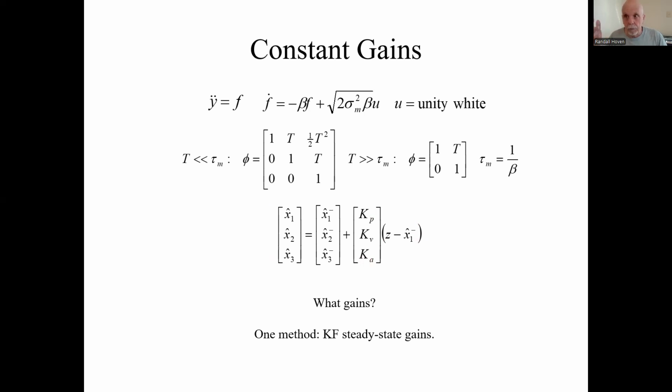Now with the Kalman filter, these gains changed every time, and we had to go through the pain of computing them every time. What if you didn't? What if you wanted a simpler way to do it? Just say, I'm going to pick these gains ahead of time and just keep them constant so that they don't change every time step. What should you use for those gains? One method is steady state Kalman filter gains, and we have a way to know what those are.